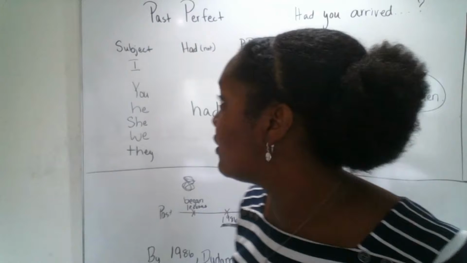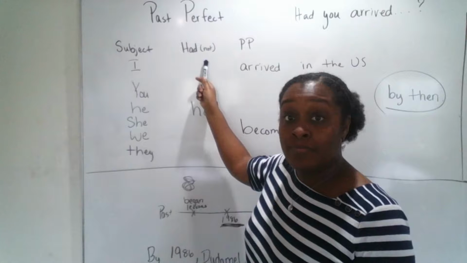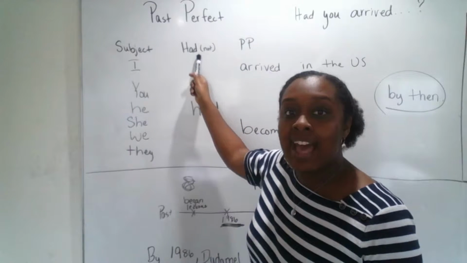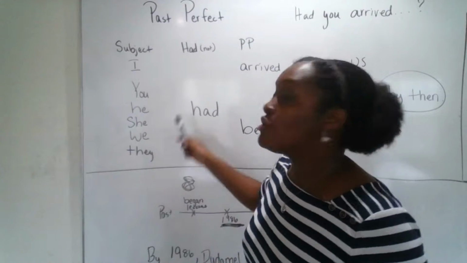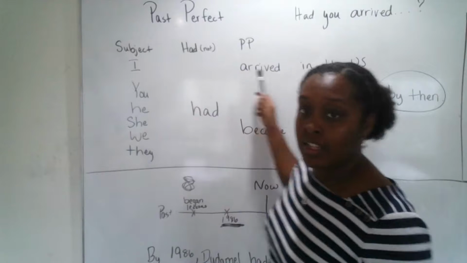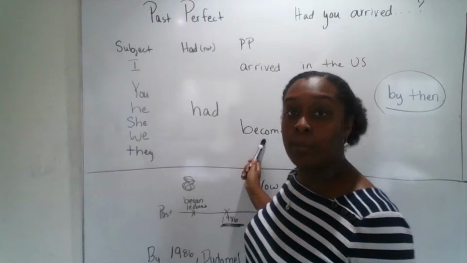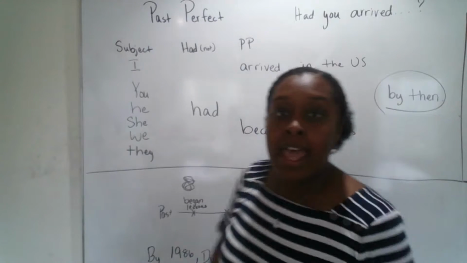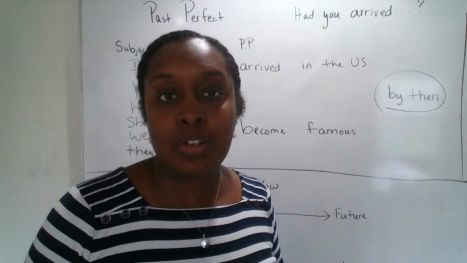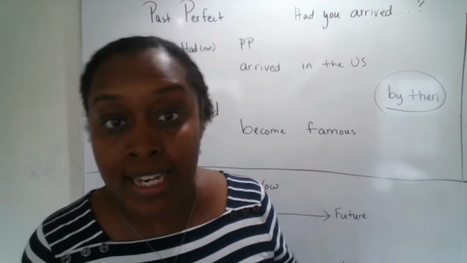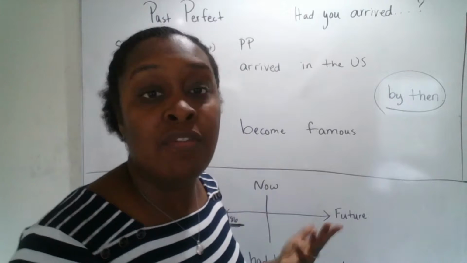Let's talk about the formula first. For the past perfect, you have your subject, had, and your past participle. Had and not have, which is very important because it's not your present perfect, okay? So, I had arrived in the U.S. by then. You had become famous by then. Now, by then is what we use to talk about a specific event or time. We can say by 1987, by 2010. We can choose different ways to say that, but we use by then very often.